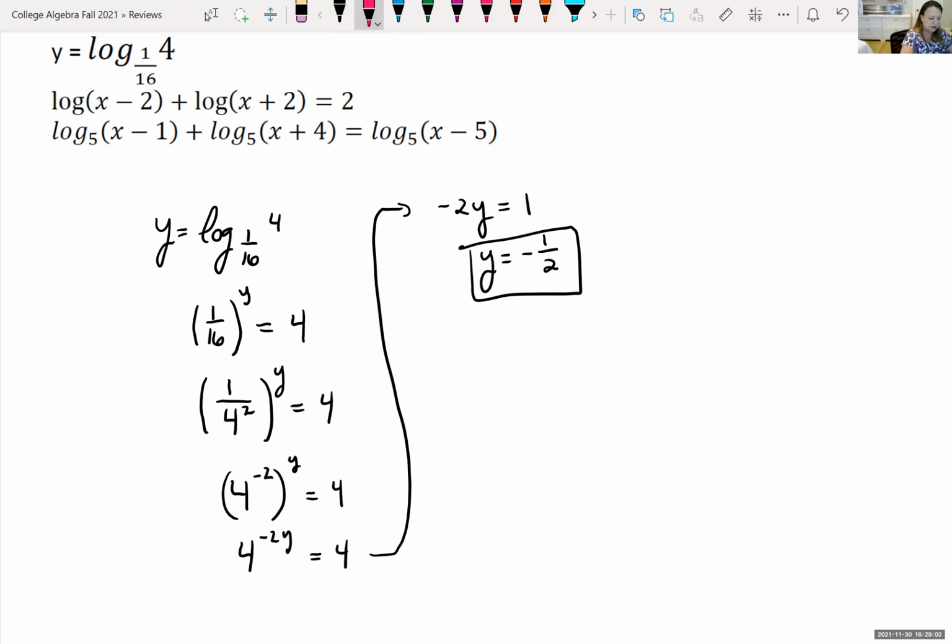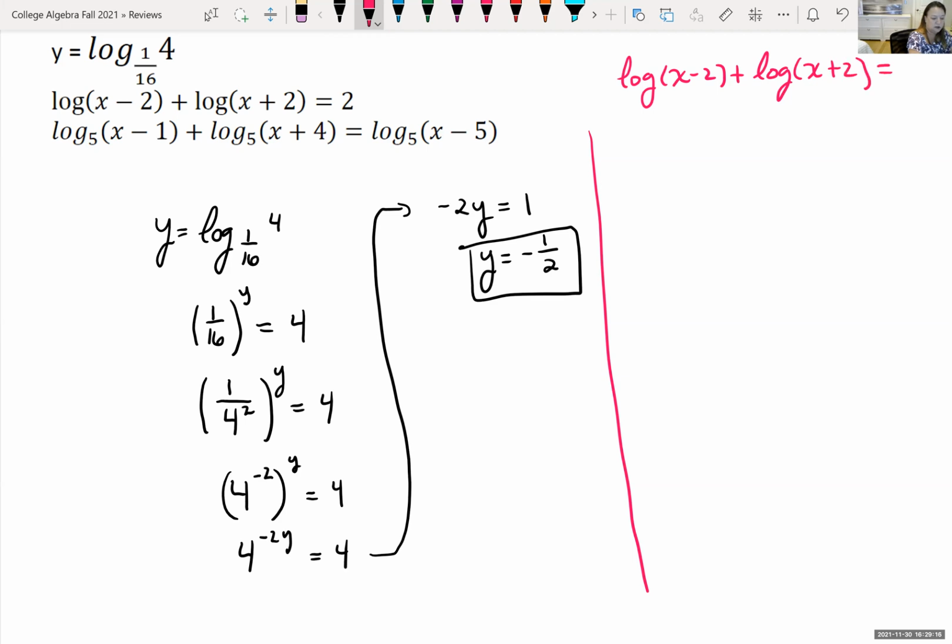So the next one, we have log of x minus 2 plus log of x plus 2 is equal to 2. So we want to rewrite this so we have a single log equal to a number. We're going to use rules of logs, where if we have a sum of logs, we can rewrite it as a single log by multiplication. So this is the same thing as log of x minus 2 all times x plus 2 equals 2.